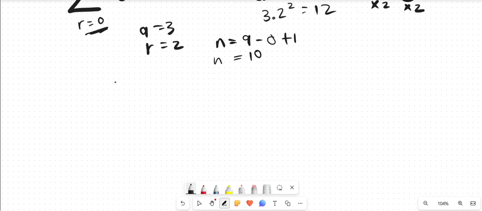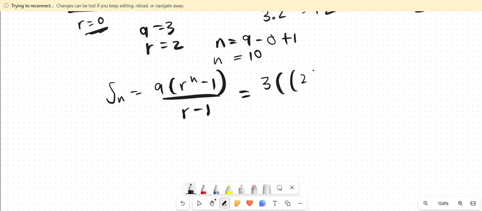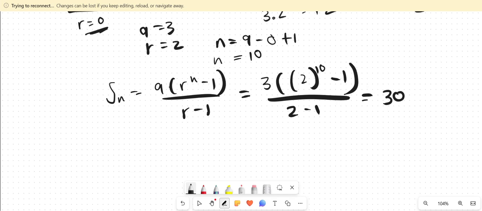So there's my n, there's my a, there's my r. I need to use my sum formula for a geometric. It looks like that. Remember, we use this one if r is greater than 1. Then we just substitute 3 open bracket 2 to the power of 10 minus 1, all divided by 2 minus 1. You plug this into your calculator, you get 3069. And there we go.